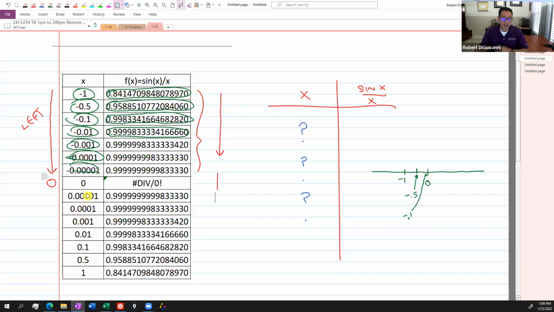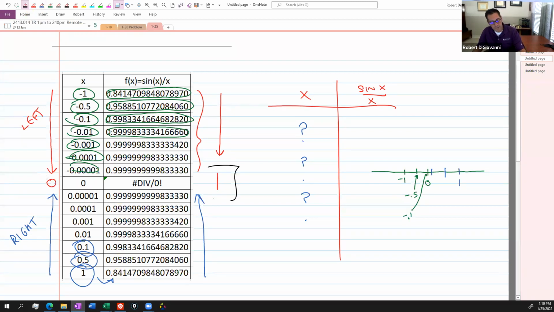And then I want to come in from the right-hand side also. So from the right-hand side, what I do is I pick a number close to 0, like over here, like 1, plug it in, get this answer. Then I get closer, 0.5, then closer, 0.1. And I keep moving towards 0, right? From the right-hand side, this time of 0. And look at what those are headed towards. Same thing, right? They're headed towards 1. So this would make you believe that the answer to this is 1, right? That's what it looks like from the table.